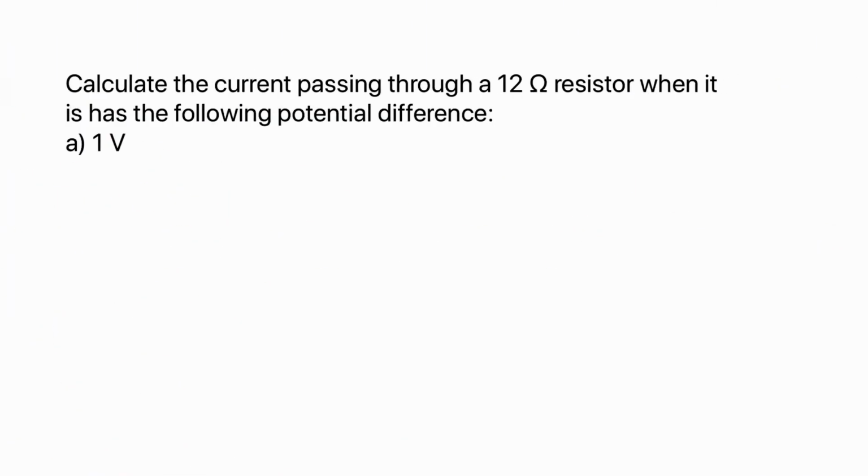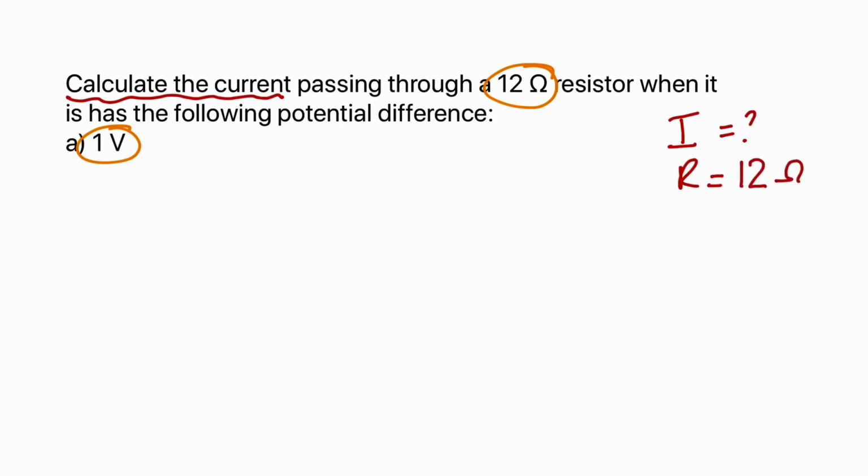Question 2 on the worksheet, I'm going to go through the first one with you again and show you how to work it out. So calculate the current passing through a 12 ohm resistor when it has a potential difference of 1 volt. The first thing I'm going to do again is just highlight my numbers. Second thing, I'm going to work out what the question is asking me to do. It's asking me to calculate the current. So the current, I don't know. It tells me some information. So 12 ohm resistor means that the resistance is 12 ohms.